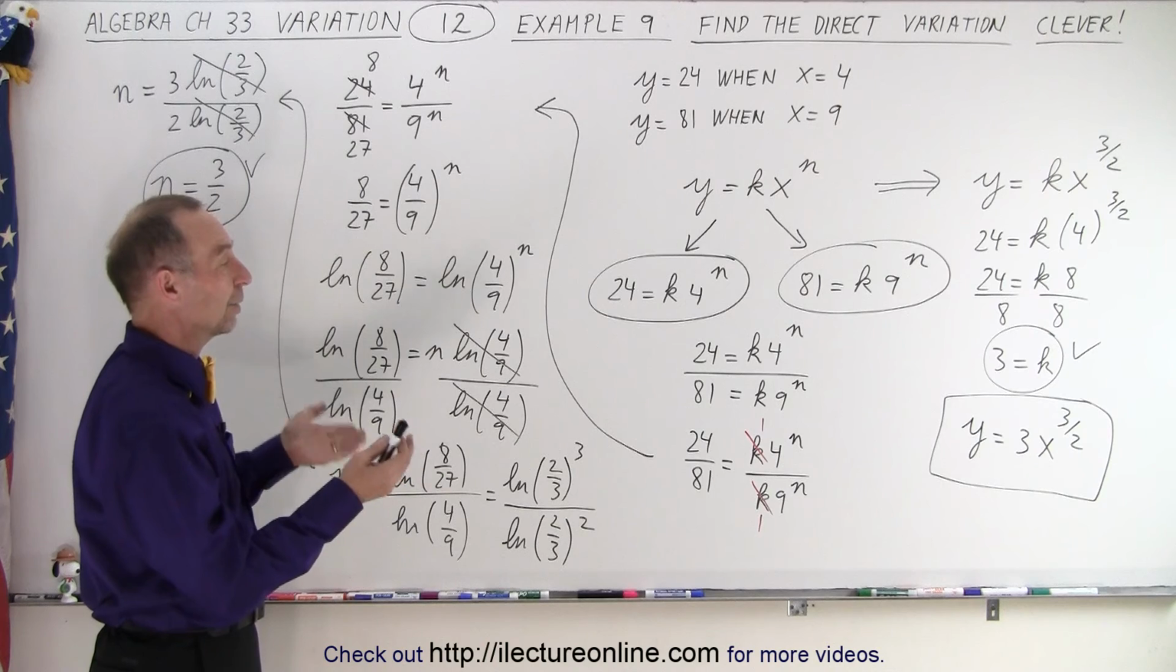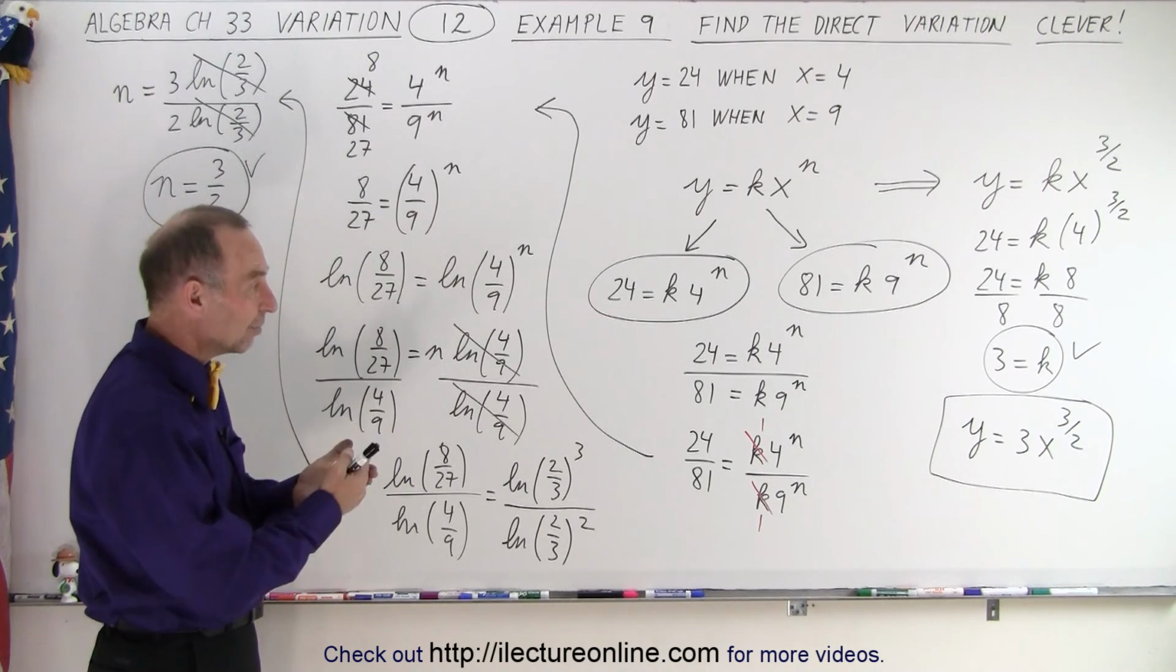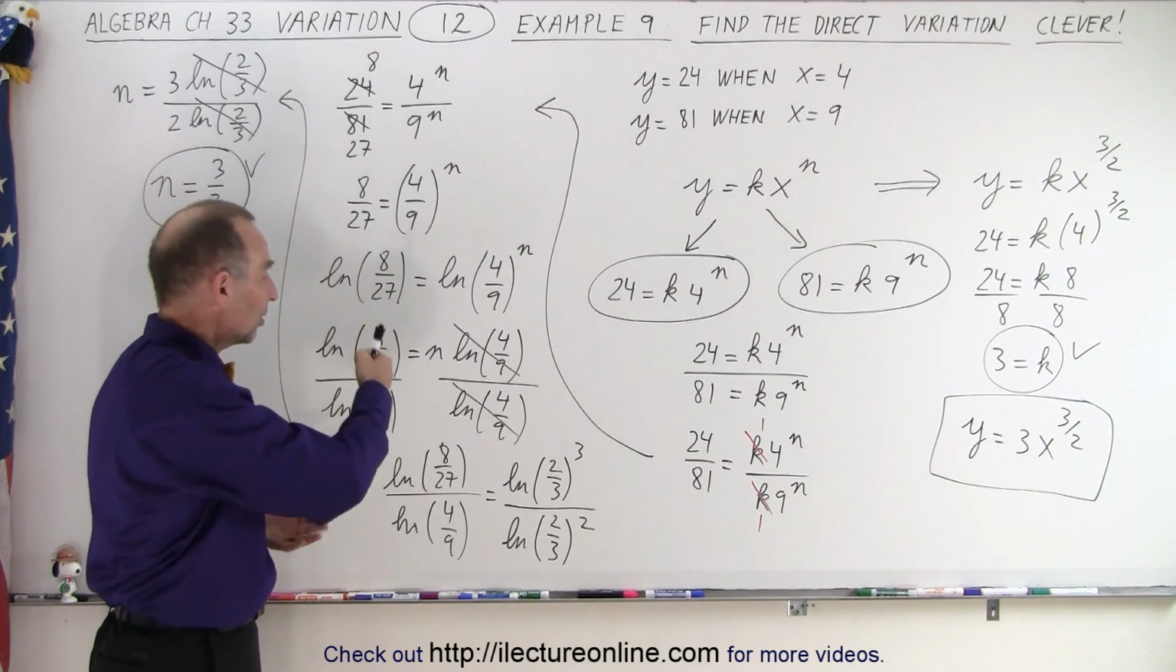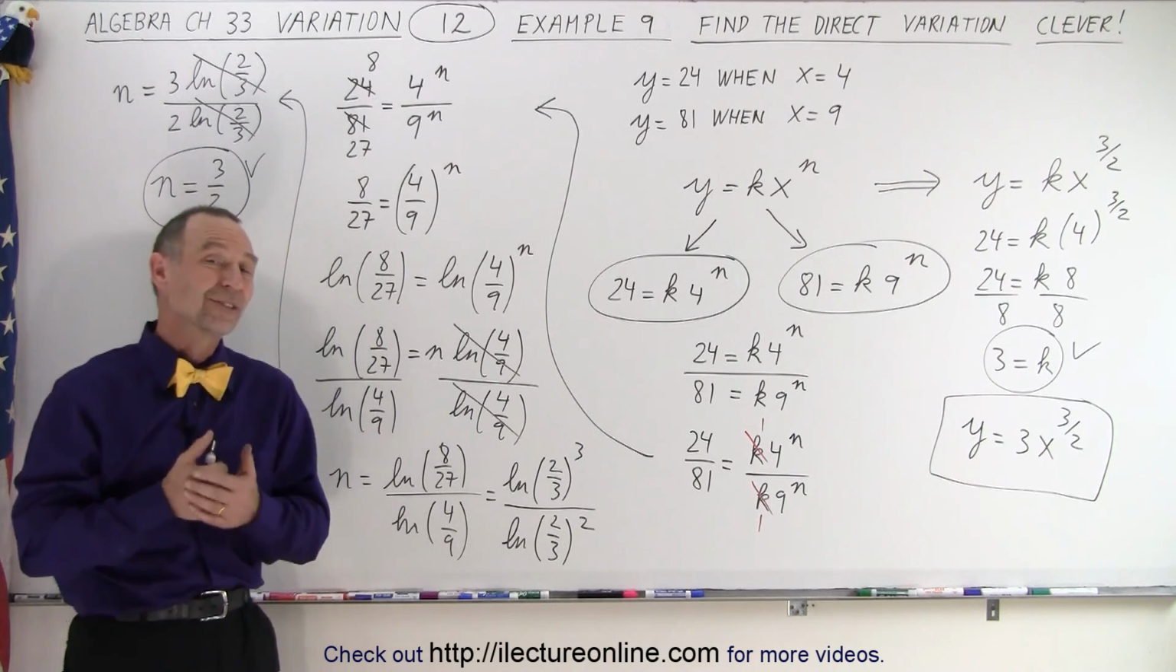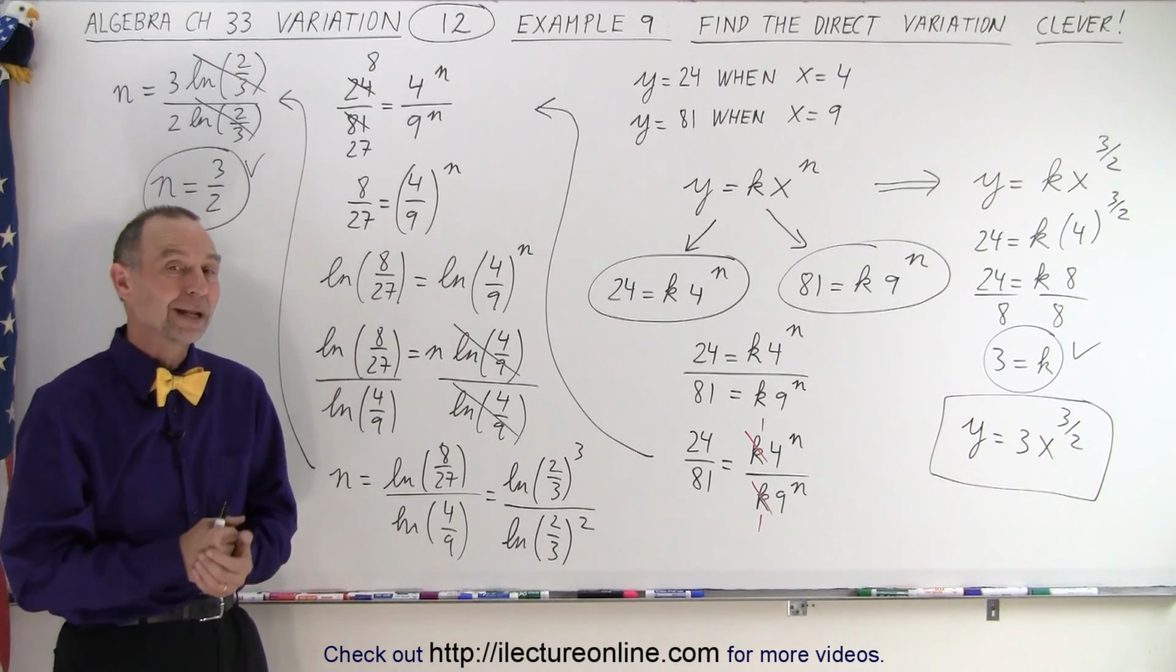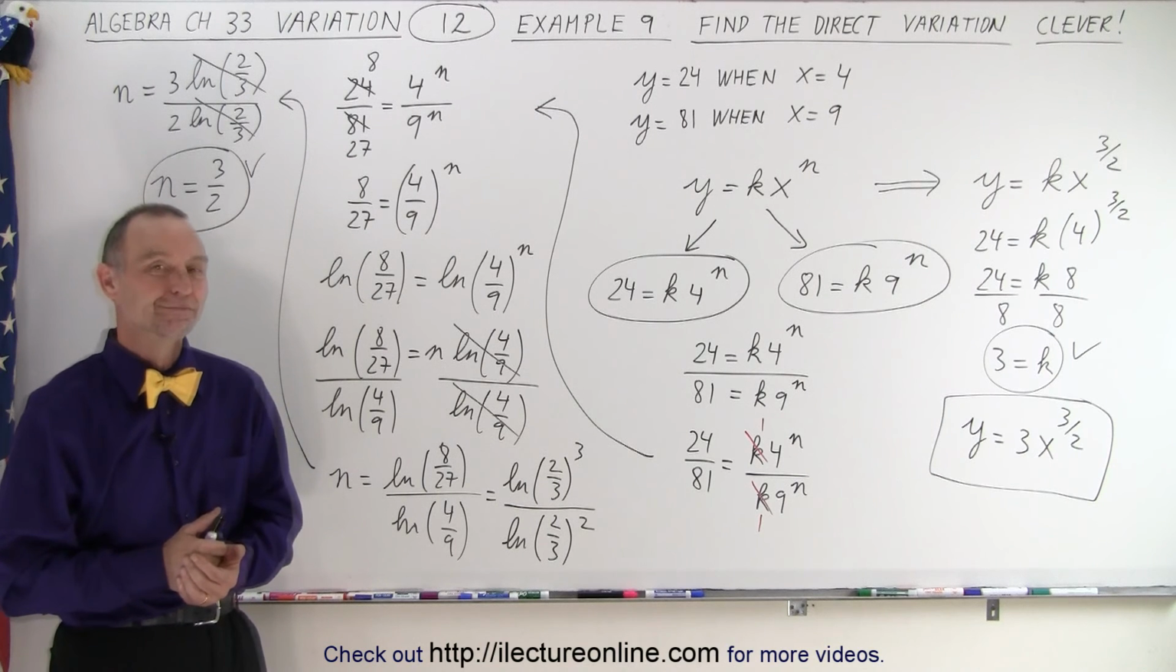And notice it doesn't matter what k is, it doesn't matter what n is. By following this method, you can come up with the two unknowns, k and n, to come up with the right equation. And that is how it's done.